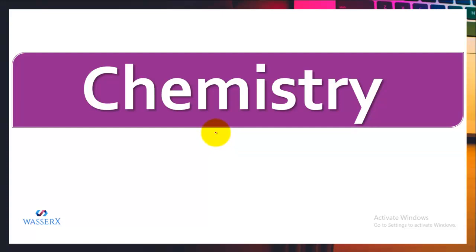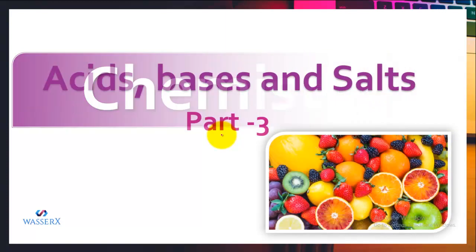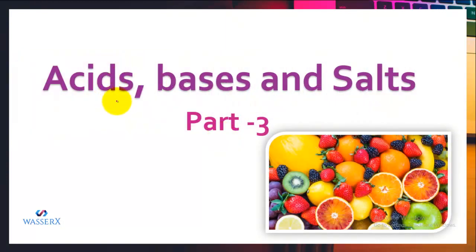Hello students, let's take up the topic from chemistry. We are doing acids, bases and salts, that is part 3. As we have already done what are acids, what are bases, we have seen the classification, we have done the physical and the chemical properties also, and we have already studied about the salts and their types. So now let's take up the part.